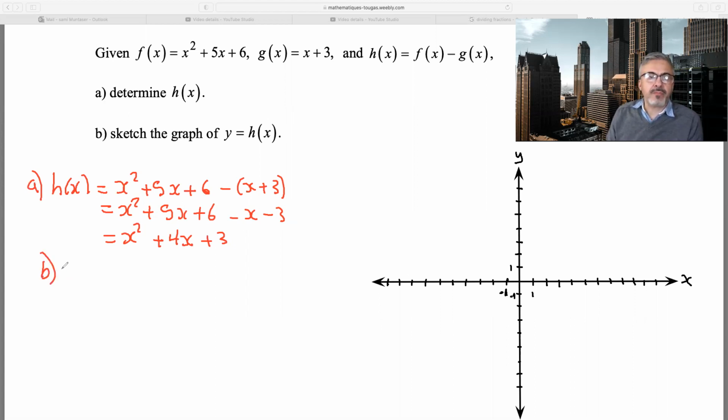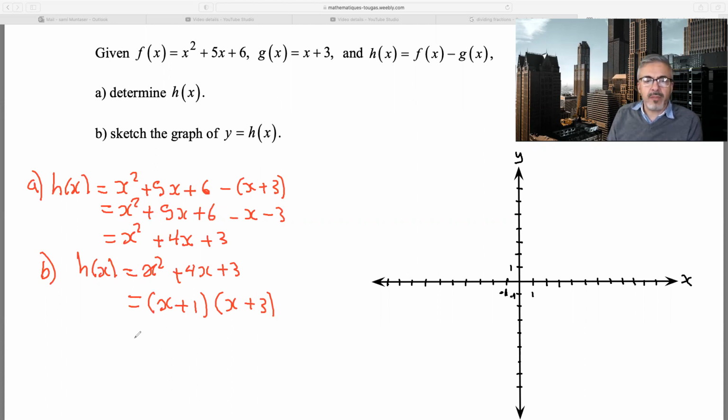B, sketch. So to sketch h of x equals x squared plus 4x plus 3, the best way to sketch this, since it's factorable, is you factor it, and you get x plus 1 and x plus 3 as your factors. Therefore, your zeros or your x-intercepts, if you set it to 0, are x equals -1 and -3. So I know my x-intercepts are right here and right there.